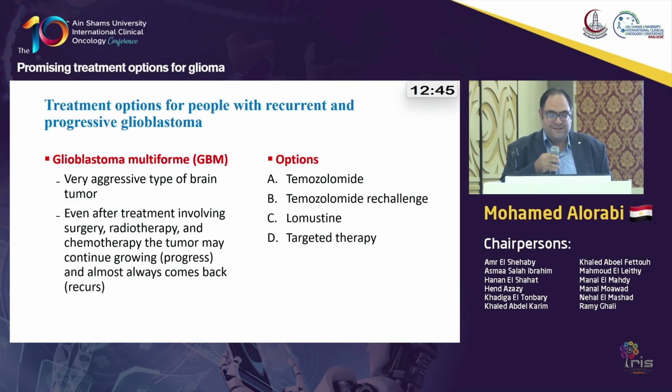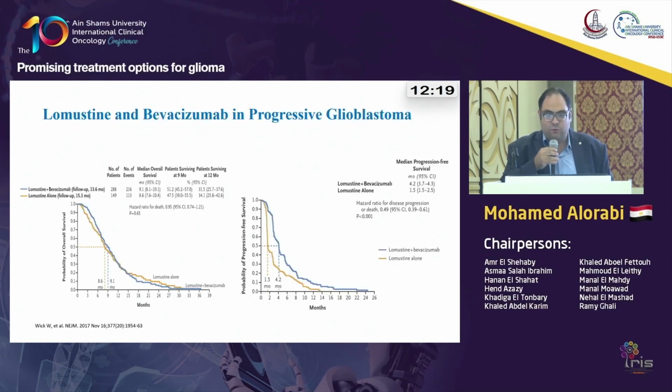So what's next? Even with the best treatment for glioblastoma, the best surgical management, the best management in radiotherapy or adjuvant chemotherapy, the disease will progress and recurrence will occur. What are our options at recurrence? We have the conventional chemotherapy: temozolomide, temozolomide rechallenge, lomustine, carmustine, PCV, and we have targeted therapy. The first targeted therapy for recurrent glioblastoma was bevacizumab.